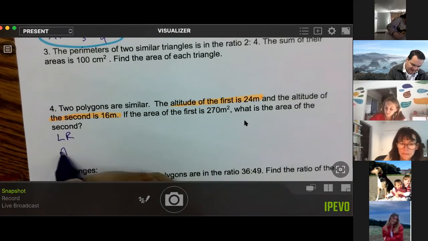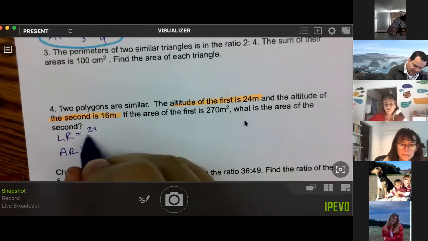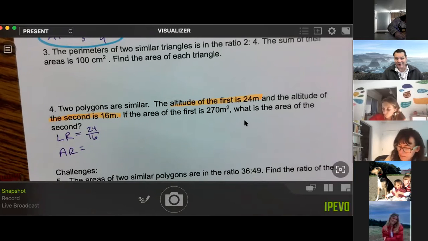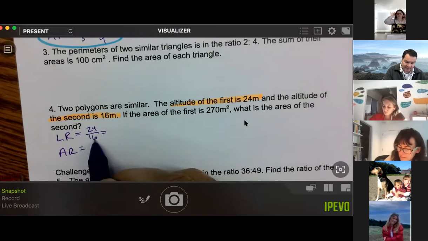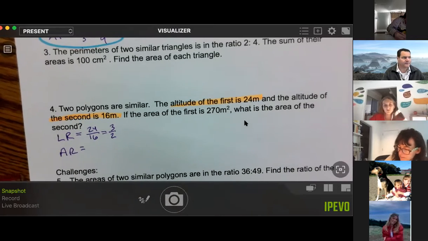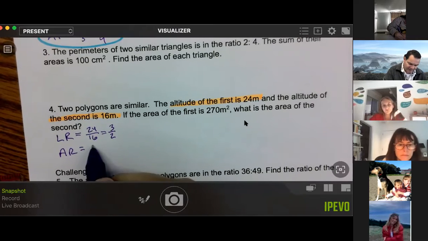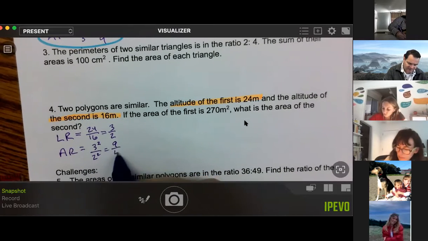Always, always, always, I set up my LR and my AR. And when they're talking about altitude, are they telling us length or an area measurement? Length. Length, good. So I'm going to say 24 over 16. I could leave it like that and just square it directly, but let's make life easier on ourselves. Let's reduce this. 24 and 16 both have an 8 in them, so I can change it to 3 over 2. That's my length ratio, which means my area ratio is going to be 3 squared over 2 squared, which is 9 over 4.